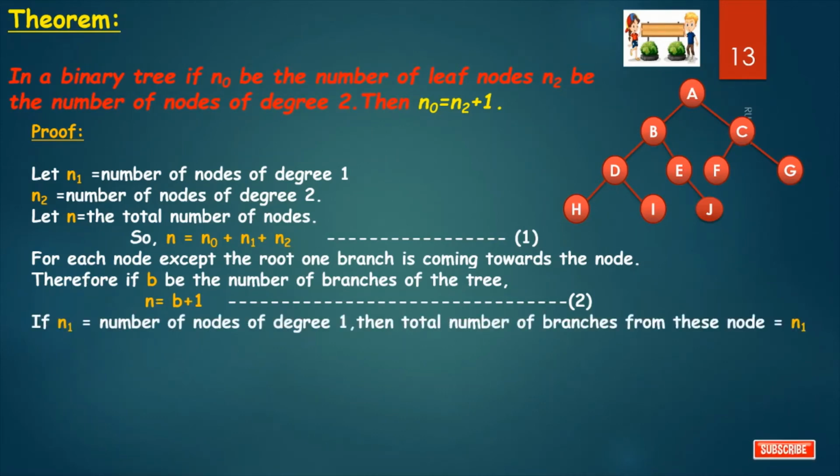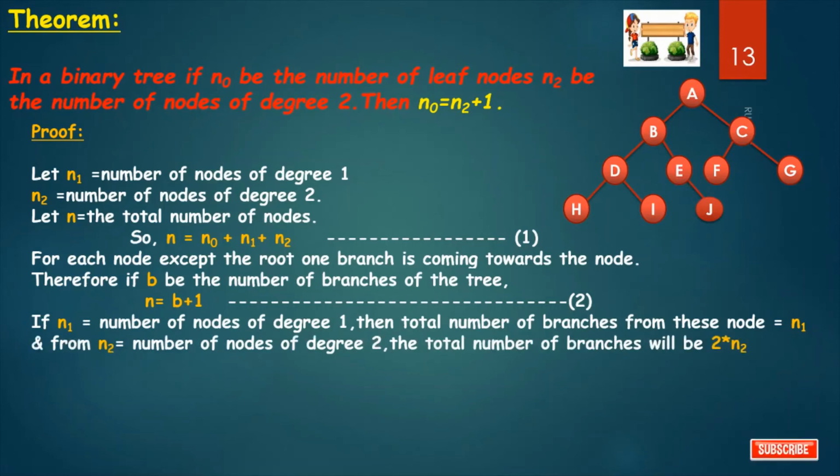Now, if n1 is the number of nodes of degree 1, then the total number of branches from these nodes is n1. How many nodes of degree 1? It is 1. So how many branches coming from this node? Only 1. If n2 is the number of nodes of degree 2, then the total number of branches coming from them is 2 into n2. How many nodes of degree 2? It is 4: 1, 2, 3 and 4. For each node, there are two branches coming, so it is 2 into n2.